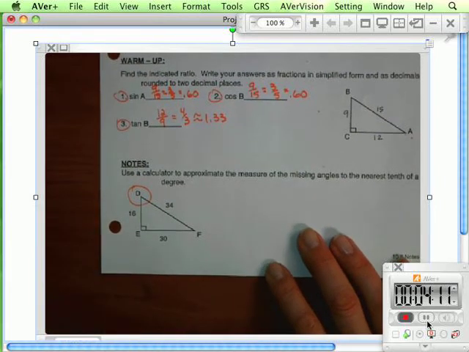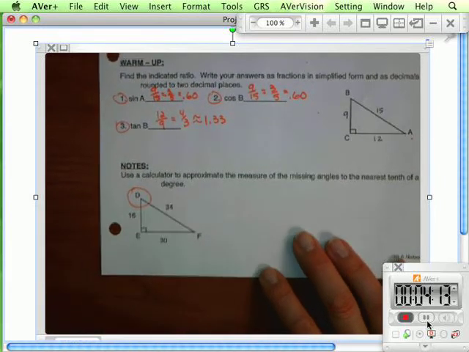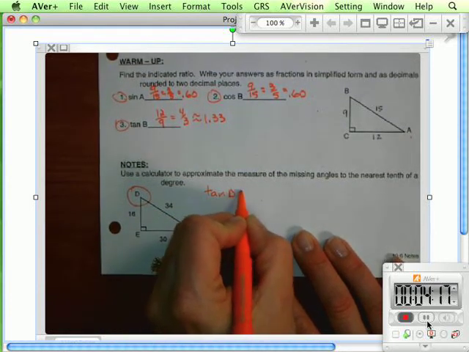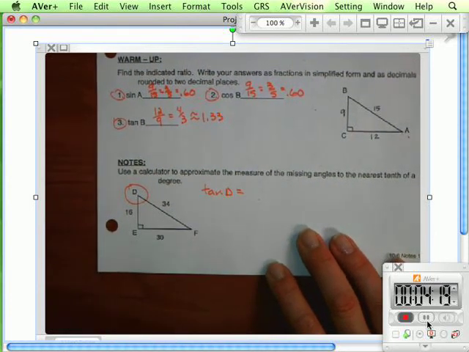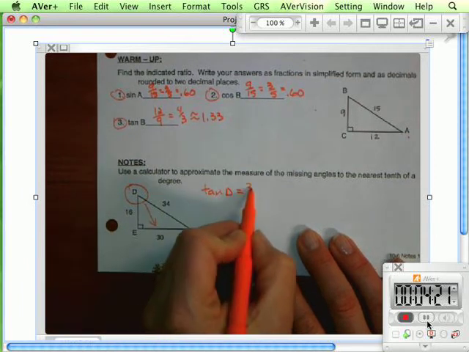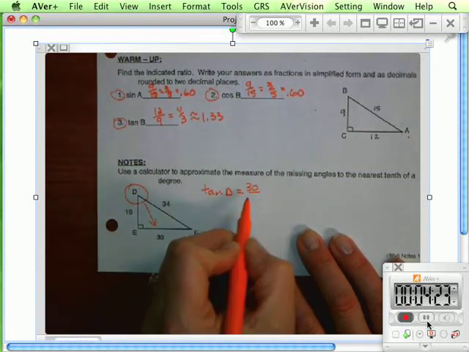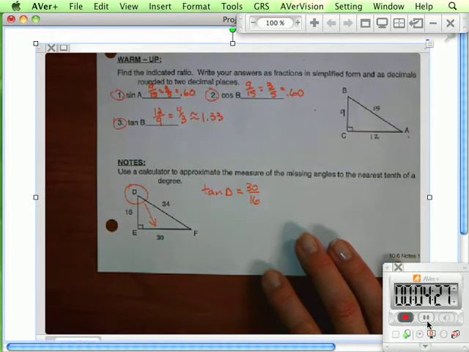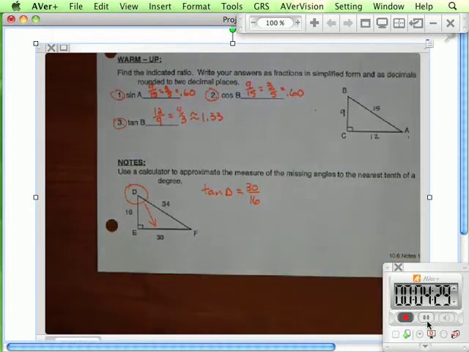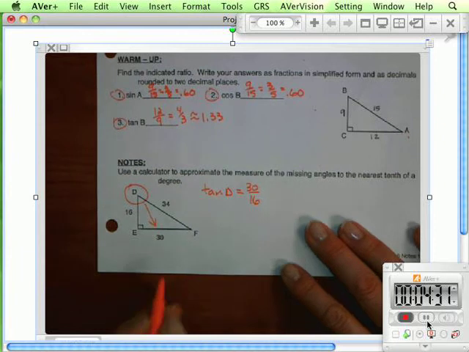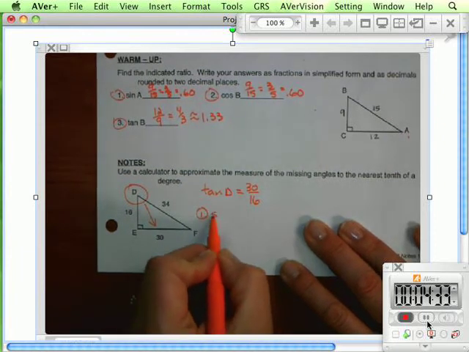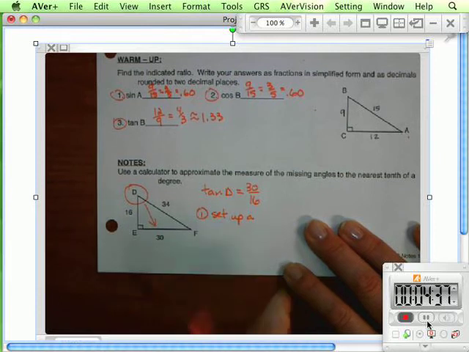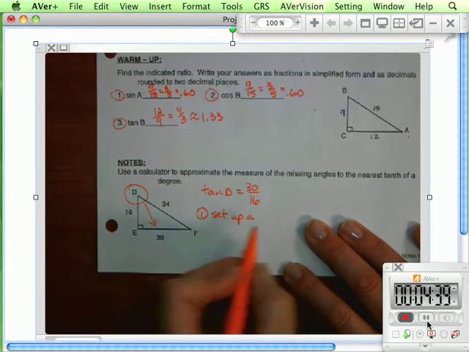And I'm just going to use tangent just because. So I'm going to set up the tangent ratio. The tangent of D is the opposite over the adjacent leg, which is 16. So that's the tangent of D. Now the first thing you do is set up a ratio. You could have used sine, cosine, or tangent. It doesn't matter.